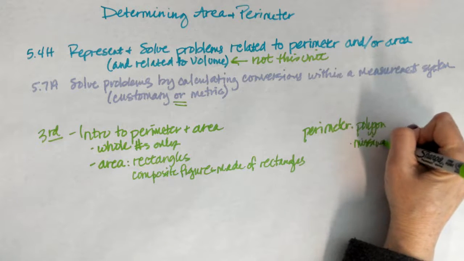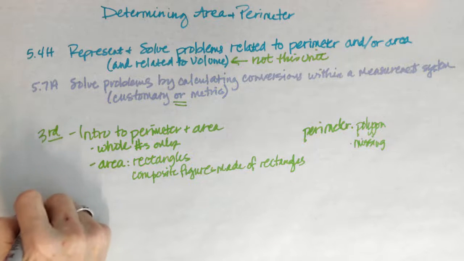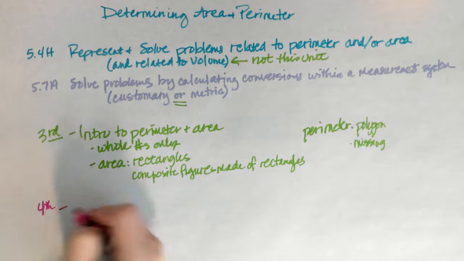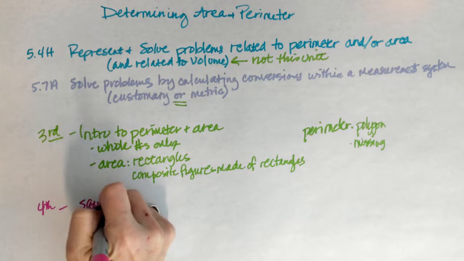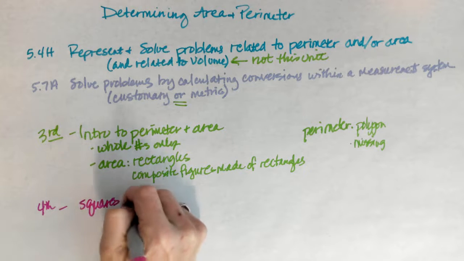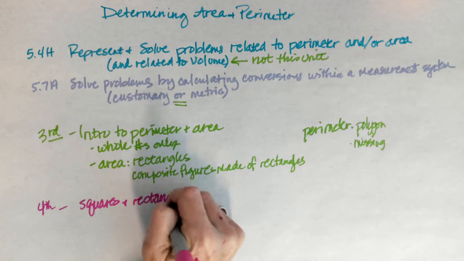And why are we spending time all the way back to 3rd grade? Because you're going to see when we get to the 5th grade problems that all of these skills have been combined in 5th grade. So we know that. And then in 4th grade, they continued with squares and rectangles, whole numbers only still.